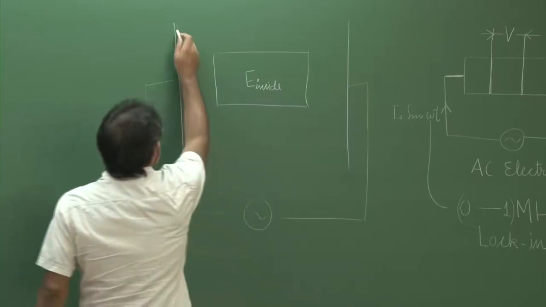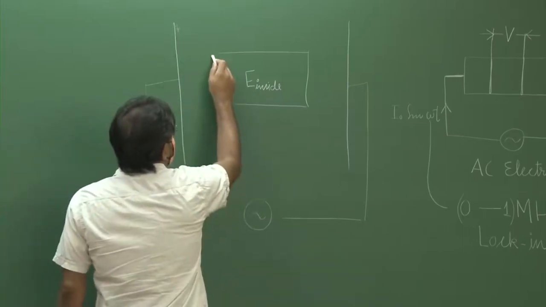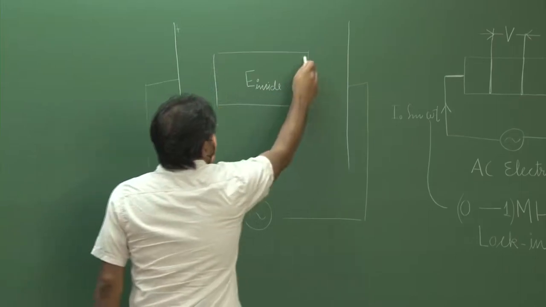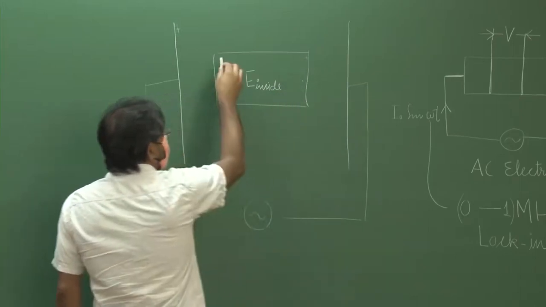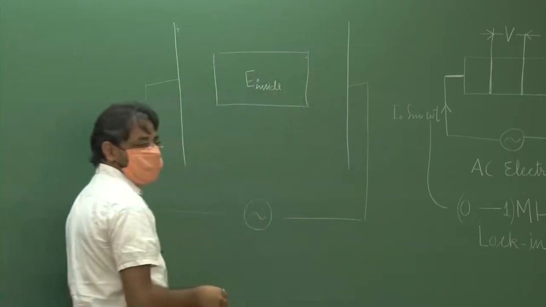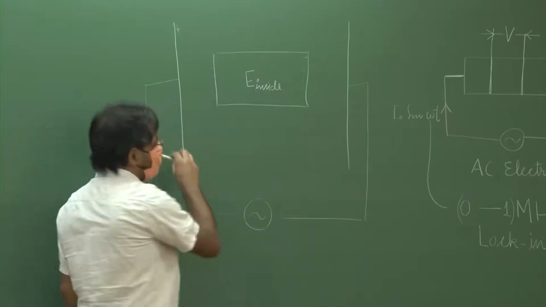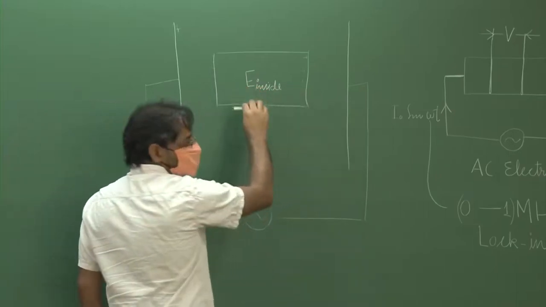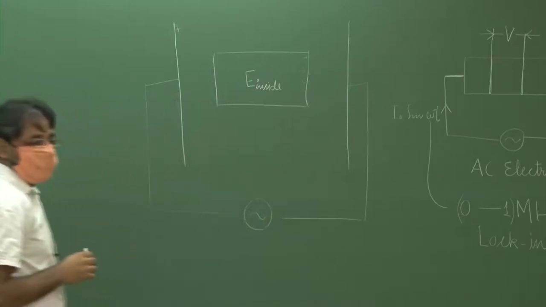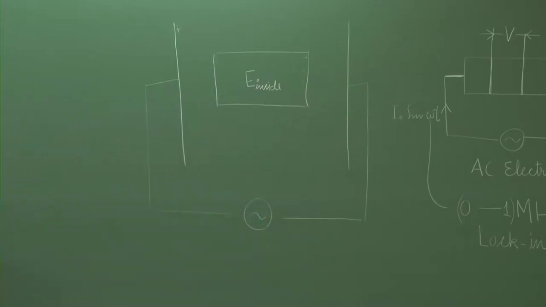So in this case, if this plate is positive, then you will get a negative charge over here and a positive charge over here. And these negative and positive charges will produce the same amount of electric field as you have applied externally, but in the opposite direction, so that the E inside remains zero, right? This is a result from electrostatics.